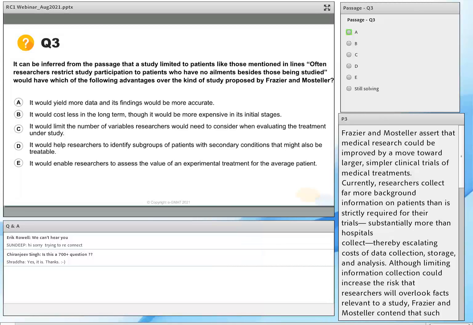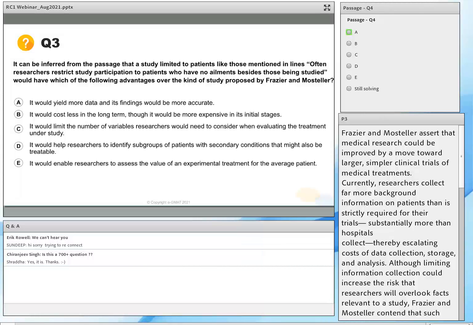Last 10 seconds before we move to question 4. 10, 9, 8, 7, 6, 5, 4, 3, 2, 1, 0. Okay, here we go. Closing the poll. You guys are doing just so good. All right. Bringing in the poll for our fourth question, which is the second last question.